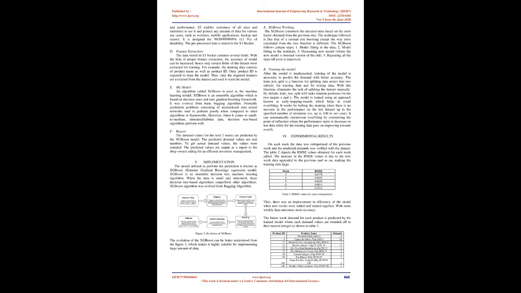ML model. An algorithm called XGBoost is used as the machine learning model. XGBoost is an ensemble algorithm which is based on decision trees and uses the gradient boosting framework. It was evolved from the basic bagging algorithm. Normally, in prediction problems consisting of unstructured data, neural networks tend to perform poorly when compared to other algorithms or frameworks. However, when it comes to small to medium structured/tabular data, decision tree-based algorithms perform well.